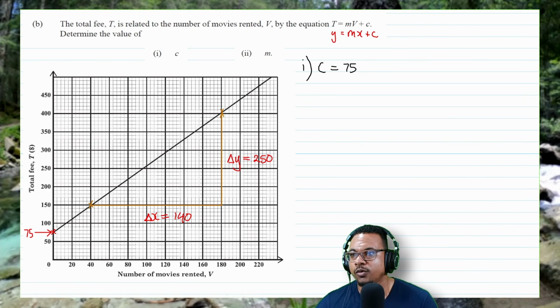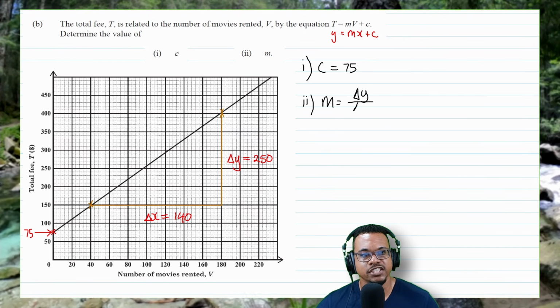So now our gradient m is equal to our change in y over our change in x. Because as we move to the right the graph is going upwards, it's a positive gradient. If it was going to the right and the graph was going downwards, it would be a negative gradient. So it's a positive gradient. We're just going to put the change in y, which is 250, over the change in x, which is 140.